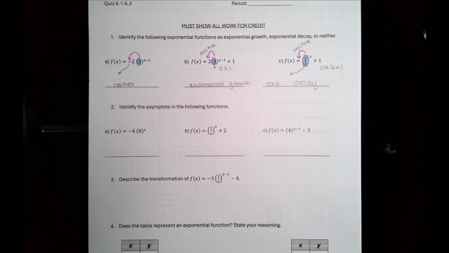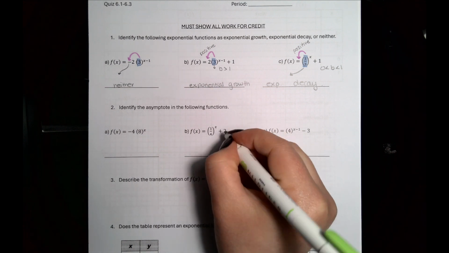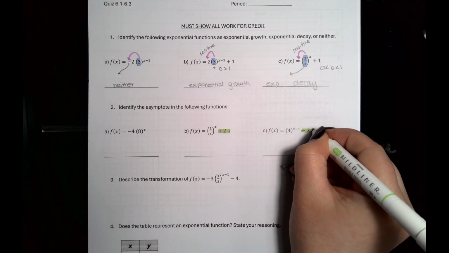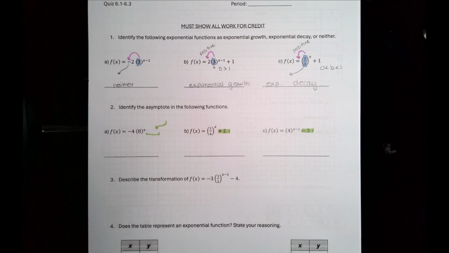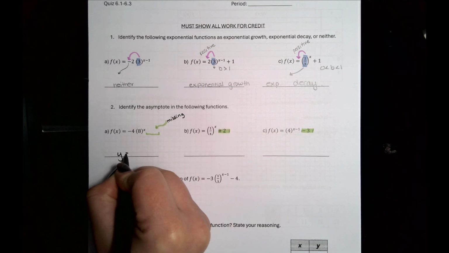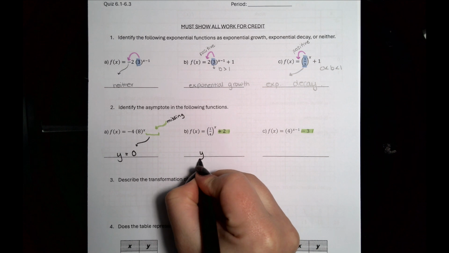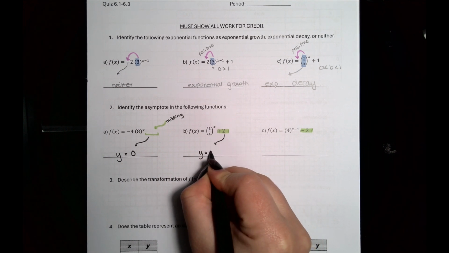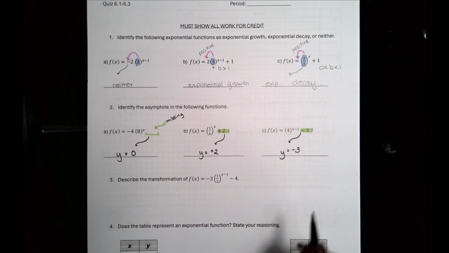Question number 2, identify the asymptote of the following functions. An asymptote is your K value, and sometimes your K value is missing. If you have a missing K value, that means your K value is 0. Now notice how I wrote the answer: y equals 0. You have to have it in the correct format. All of our asymptotes are going to be identified like an equation of a line, so we say y equals and find our K value.